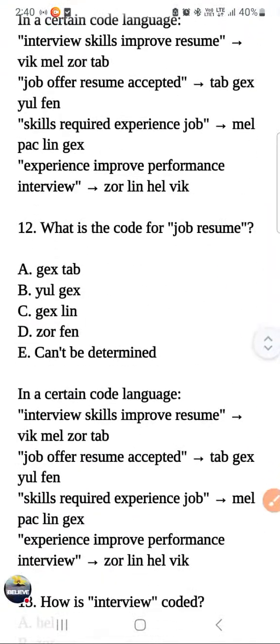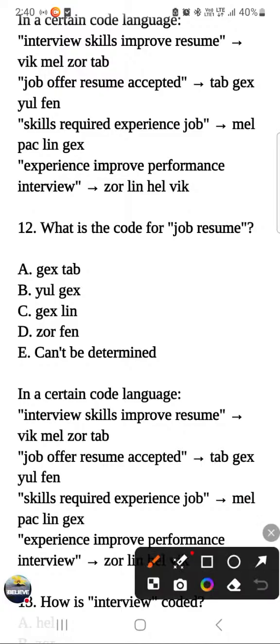Now let's move to another question. What is the code for job resume? Where is job? Here is job, and then here also job. There is a resume here, but there is no resume here. So between these two statements only job is the common word. So we can directly say GEX is the only common word.